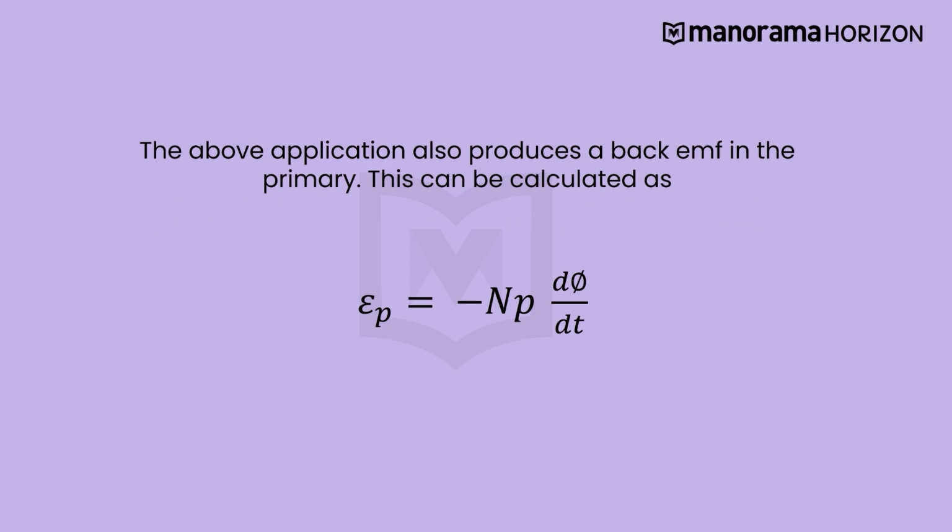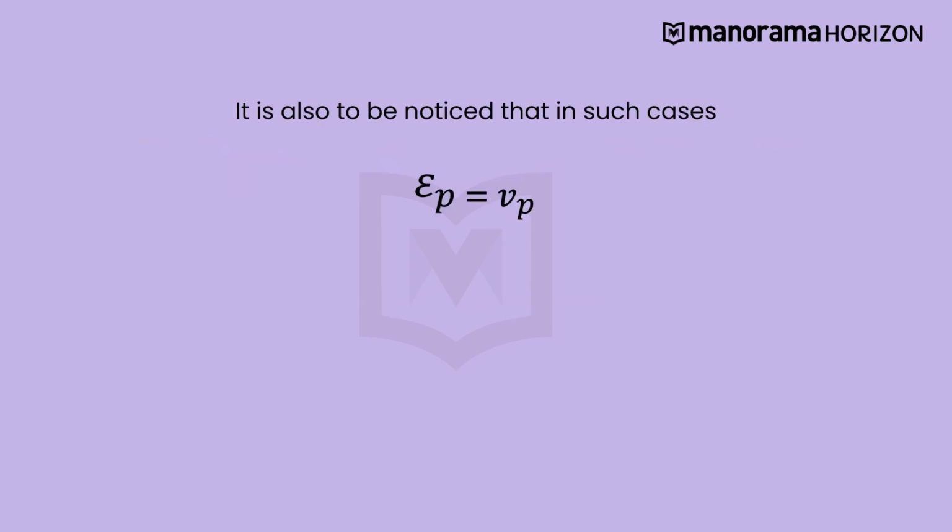The above application also produces a back EMF in the primary. This can be calculated as Ep is equal to negative Np d phi by dt, where Np is the number of turns in the primary, d phi by dt is again the rate of change of magnetic flux through the core, and the negative sign is in accordance with Lenz's law. It is also noticed that in such cases, Ep is equal to Vp and Es is equal to Vs.